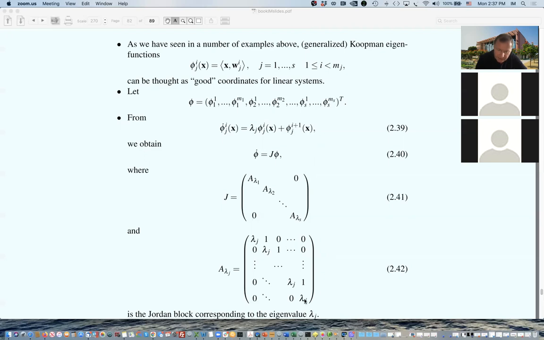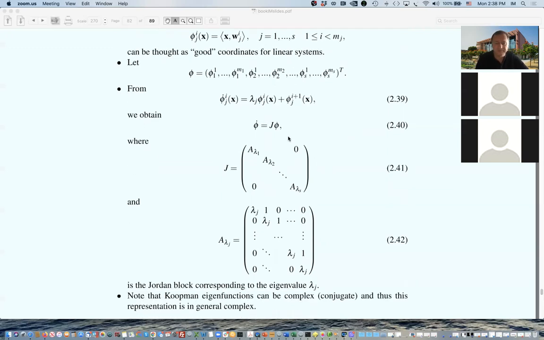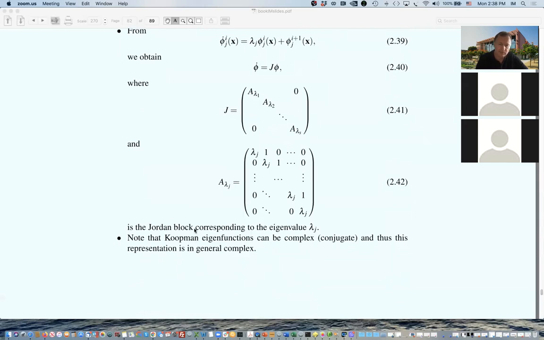Of course, the lowest diagonal element is the eigenvalue itself. And then from this last row, you would get the eigenvalue equation for phi_j,mj. So for phi_j,mj, you would get phi_j,mj dot equals lambda_j phi_j,mj without that term. That's just the equation for the eigenfunction itself. So that's the complex Jordan block corresponding to the eigenvalue lambda_j.